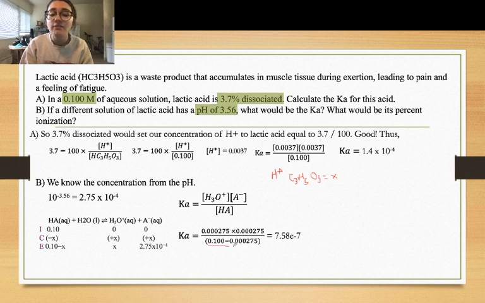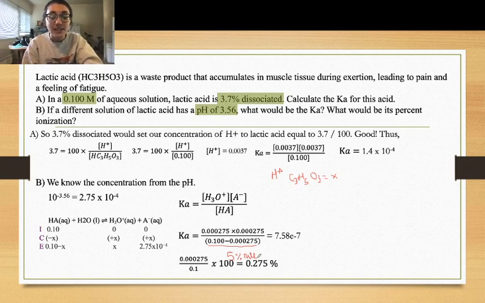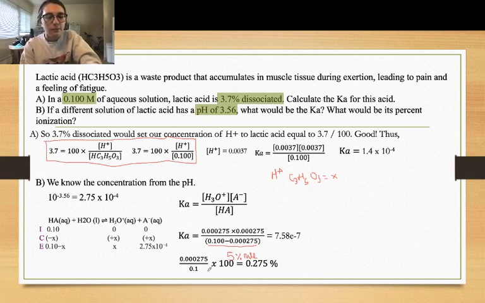Notice that this did not follow the 5% rule in the denominator. And because it did not follow the 5% rule in the denominator, this means that I do have to take into account that X value subtraction from 0.1. So here I wanted to show the whole ice table and the 5% rule because this one does not follow. And then as well, using the same calculation from part A, I can work backwards and do the same thing to find the percent ionization in this one. So this just works a bit differently.